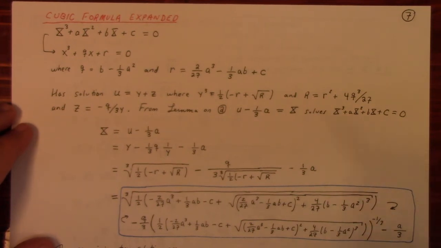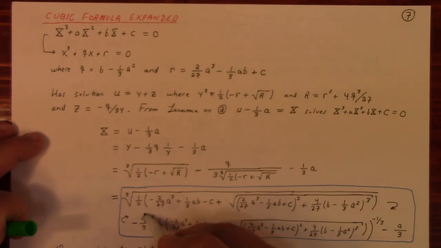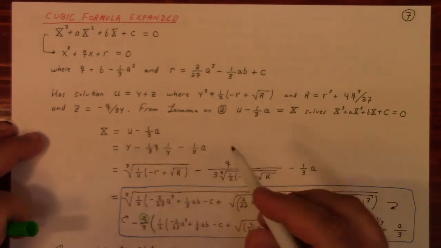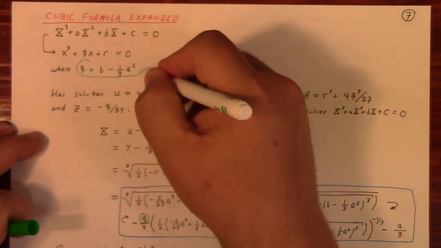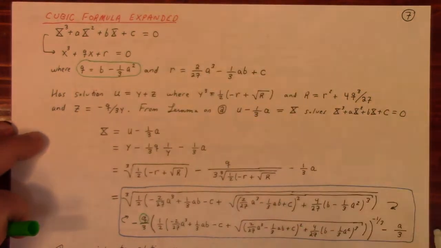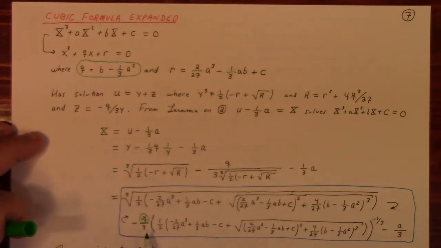See, after all of this mess, I still failed to do what I wanted to do, which is, I still left this pesky q right here, right? Because q is what? q is up here. q is b minus 1/3 a squared. So I still, after all this mess, need to replace the q with that to have a genuine formula just in terms of a, b, and c. But I'll leave it to you, okay?